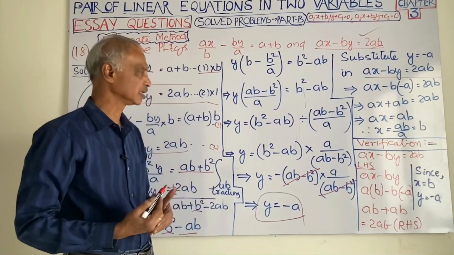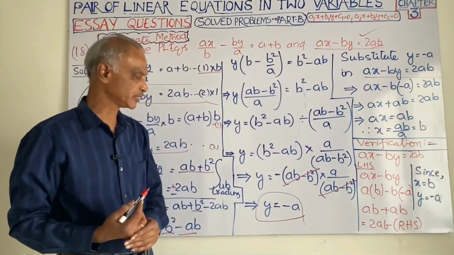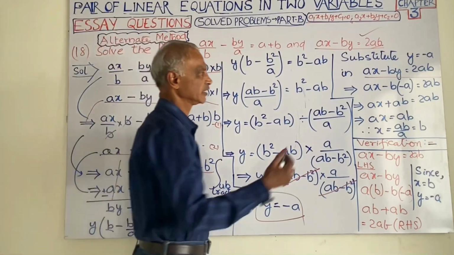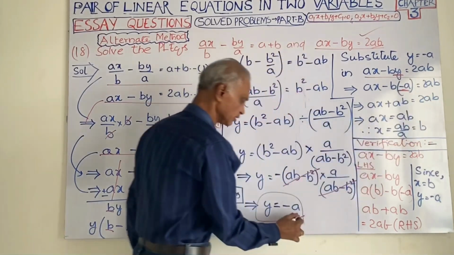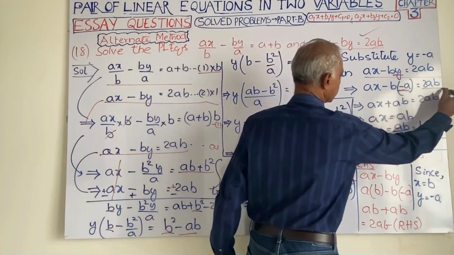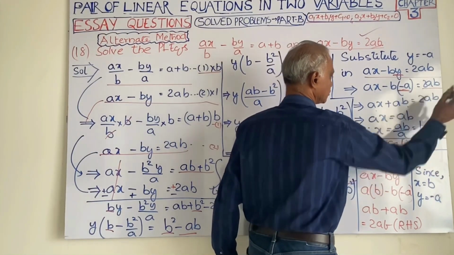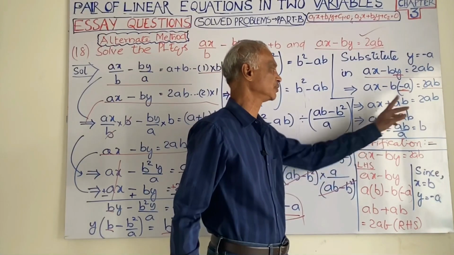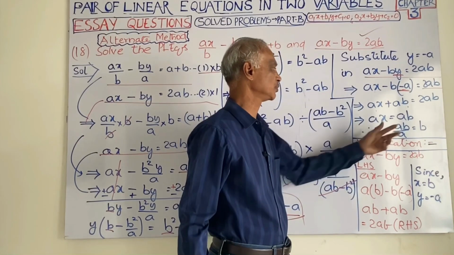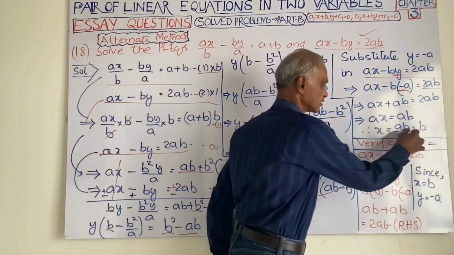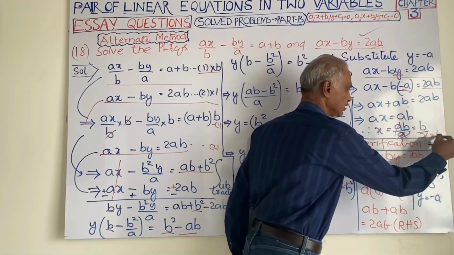I am substituting y is equal to minus a in the second equation to get the value of x. See, here ax minus by is there. Y is nothing but minus a, is equal to 2ab. Ax minus into minus plus ab is equal to 2ab. Here ax is equal to 2ab minus ab. You are getting ab, x is equal to ab by a, a cancels. You are getting x is equal to b.